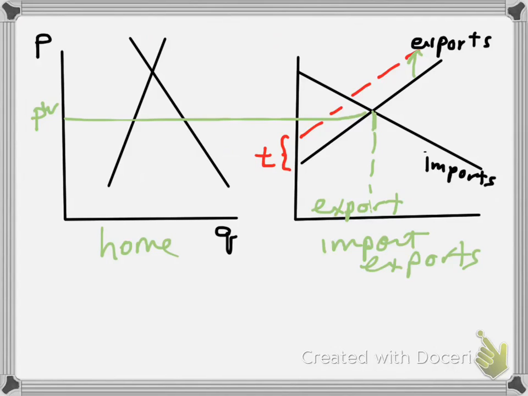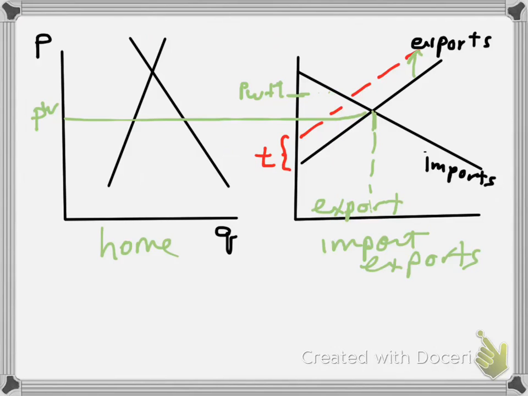Well, remember, importers, the people who are receiving imports, don't pay PW, they pay PW plus T. So the consumers in imported countries only want to consume this much. That's their demand for imports. So we have a gap now. Exports are much bigger than imports. The supply of exports is bigger than the demand for imports. And so the world price will fall.